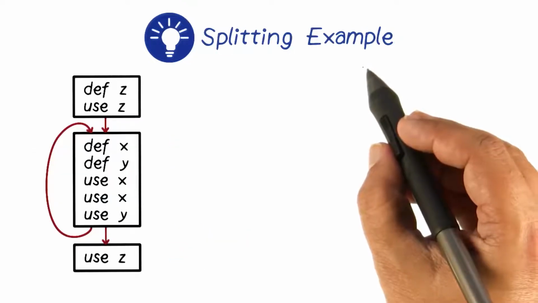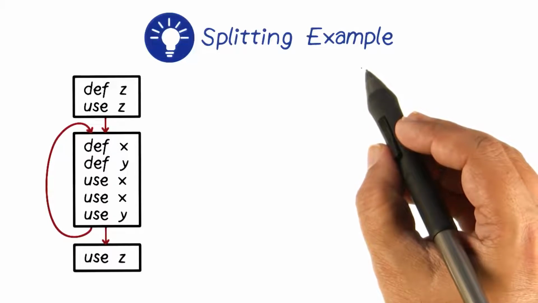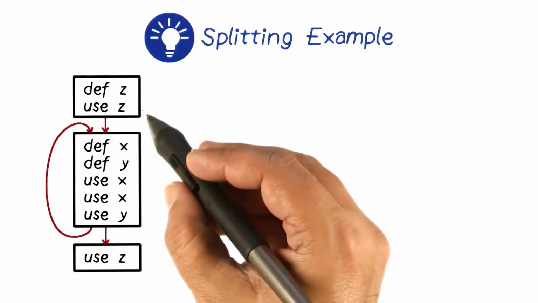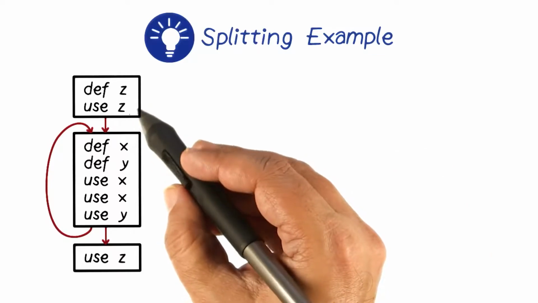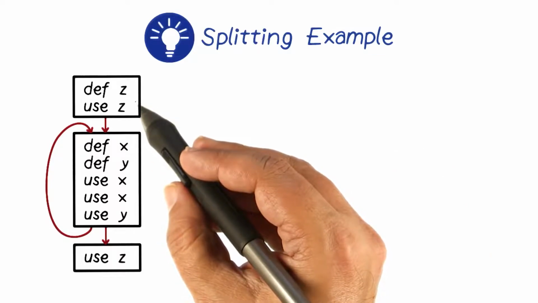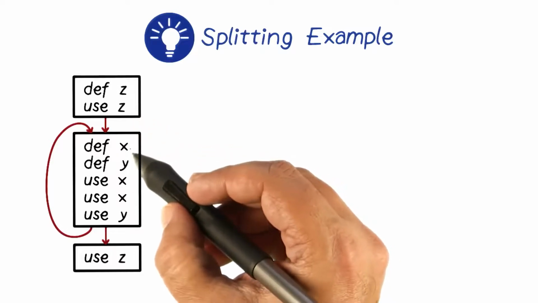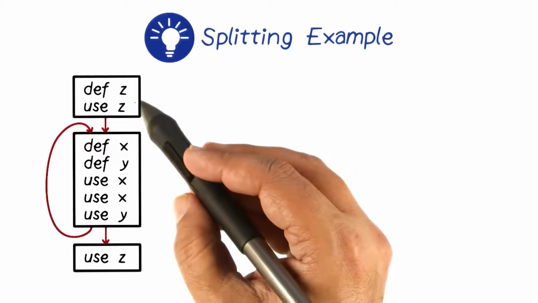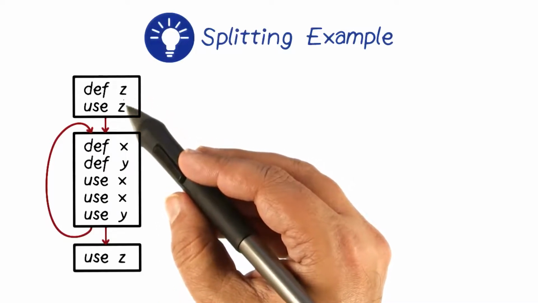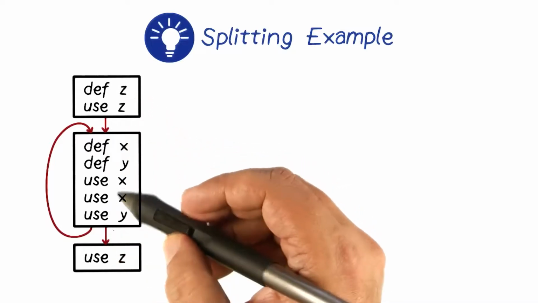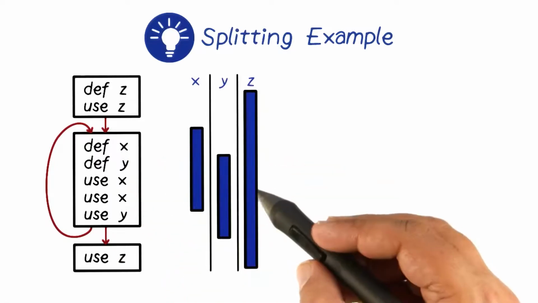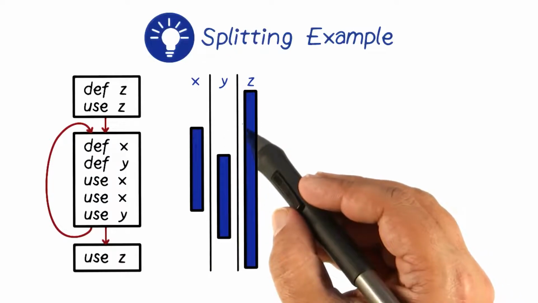So now let us illustrate the benefits of splitting through a simple control flow graph which is shown on the left side here. What we have here is 3 different webs, one on Z, another one on X, and third one on Y. As you can see here, the web on Z is extending through this particular loop and is interfering with the web on X and Y. Let us go ahead and first draw the live ranges here for these webs.